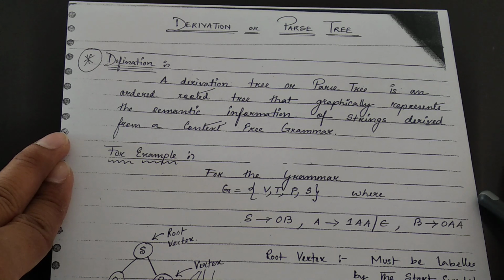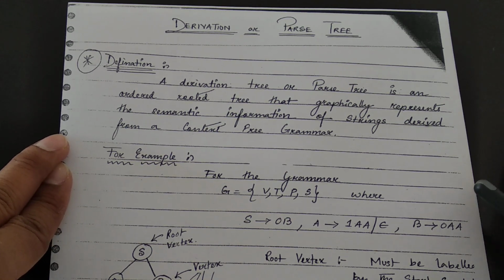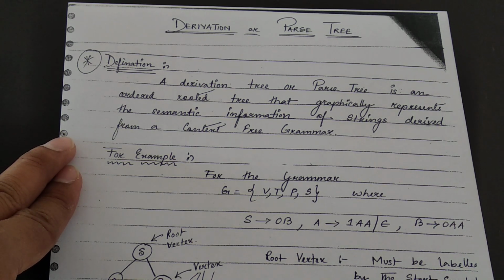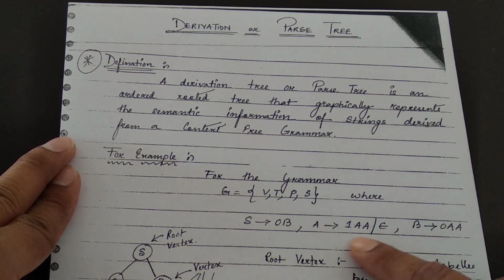So the main meaning of this is that the parse tree is nothing but an ordered rooted tree where there will be a root vertex, then child vertices, and from those child vertices, with the help of productions, you will be able to find the terminal symbols. That is the main concept behind the derivation tree. So I will take an example which I have already taken earlier, where they have mentioned the grammar and the productions over here.